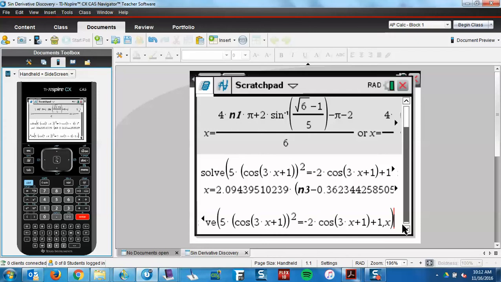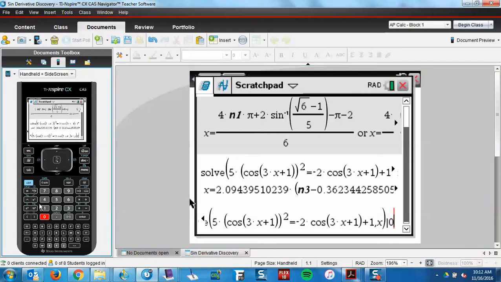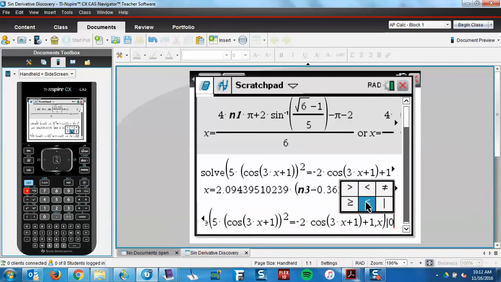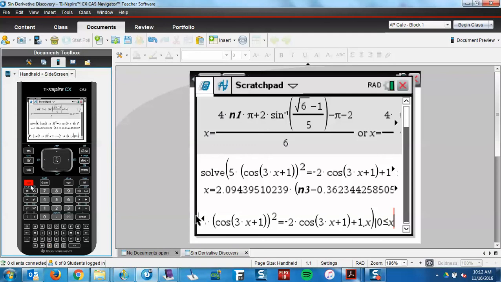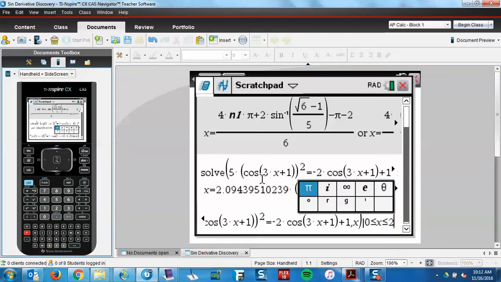Now this happens in trig equations especially. So what I need is a vertical bar, which I get with control equals, and there's this vertical bar right here. Now this is not an absolute value bar, it's a different thing. It's a vertical bar that says with or such that. What I'm telling it is that I want to solve this equation with the stipulation that x is between 0 and 2 pi. So I put in 0, then less than or equal to, then x, then less than or equal to again, and then 2 pi like that.